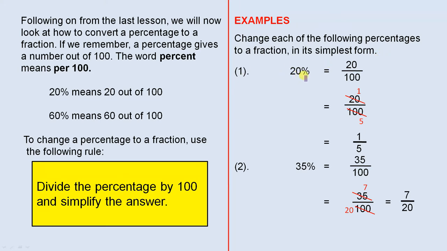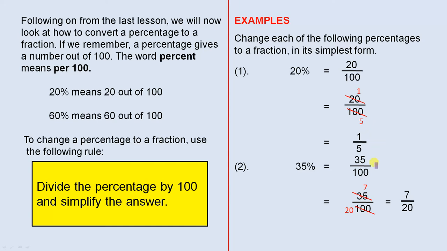Number 1, 20%. So the rule says, divide the percentage by 100 and simplify the answer. So that's 20 over 100. Now I've written 20 over 100 here, and with simplification you find the largest number that divides into the numerator and the denominator with no remainder. That number is 20. 20 into 20 goes once, 20 into 100 goes 5 times, so the answer is 1 over 5. So 20% is 1/5.